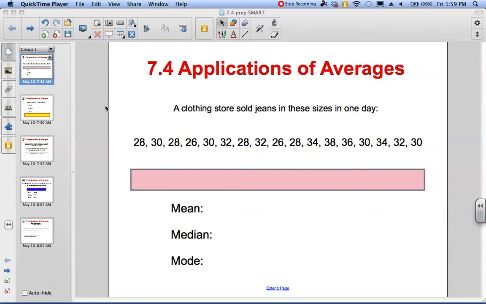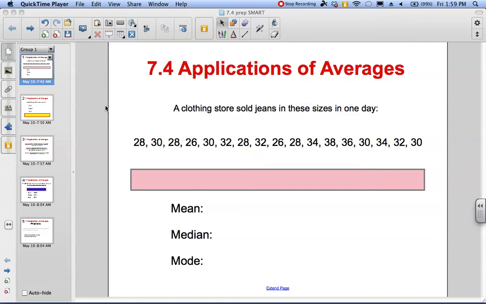Okay, in this unit we've been talking about many different averages. We've been talking about mean, median, mode, the range of a data set, talking about outliers and how they affect data. And today we're going to look at how we can apply those different averages. Again, the three averages themselves were mean, median, and mode. Sometimes they're referred to as the measure of central tendency. But they are all averages.